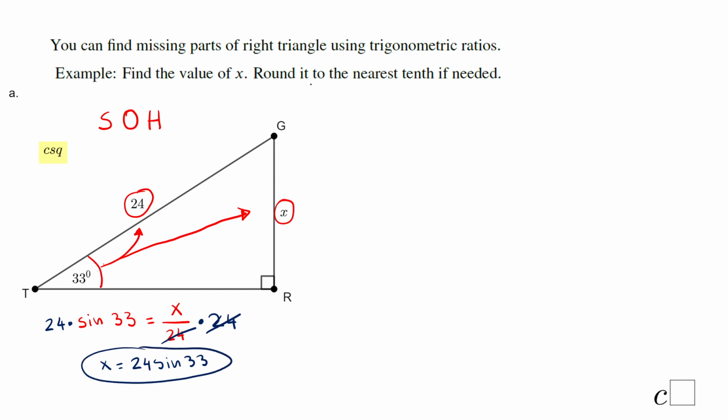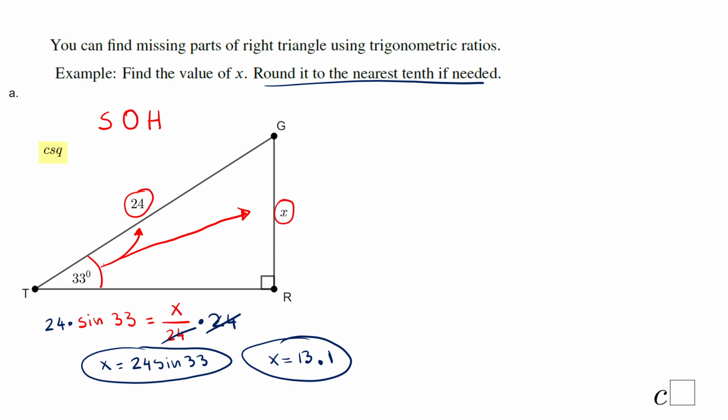If we need to evaluate, round it to the nearest tenth, we're going to need a calculator. So I'm going to grab a calculator, and depends on your calculator how you put it in. Let's see how much we get. I end up with 13.07, and if I round it to the nearest tenth, that will be 13.1. So the exact value and the rounded value.